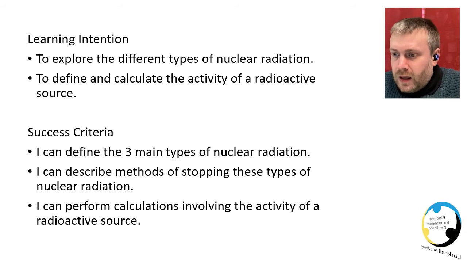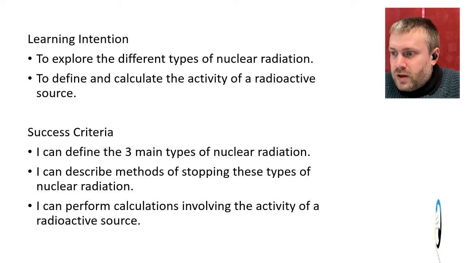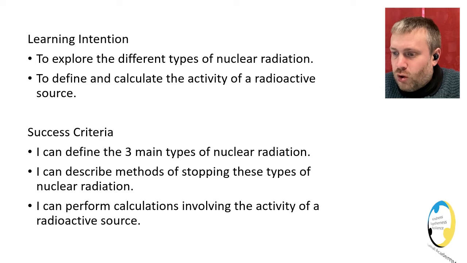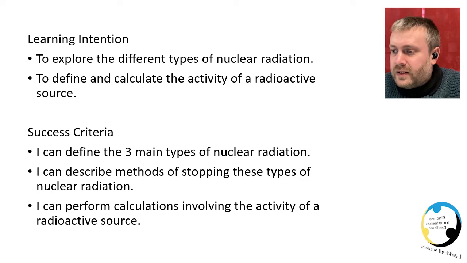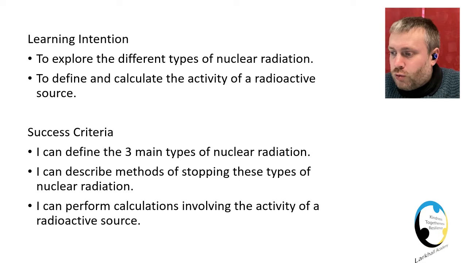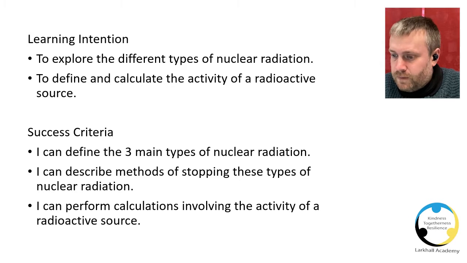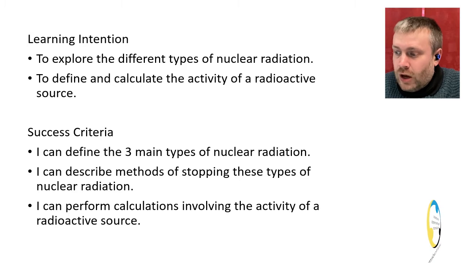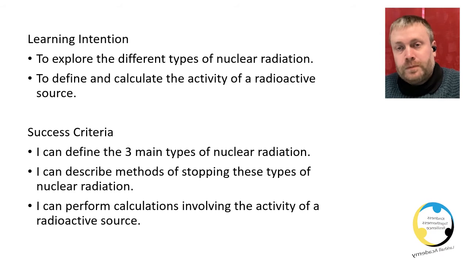So, learning intention: to explore the different types of nuclear radiation and to define and calculate the activity of a radioactive source. Success criteria for today: I can define the three main types of nuclear radiation. I can describe methods of stopping these types of radiation. I can perform calculations involving the activity of a radioactive source.